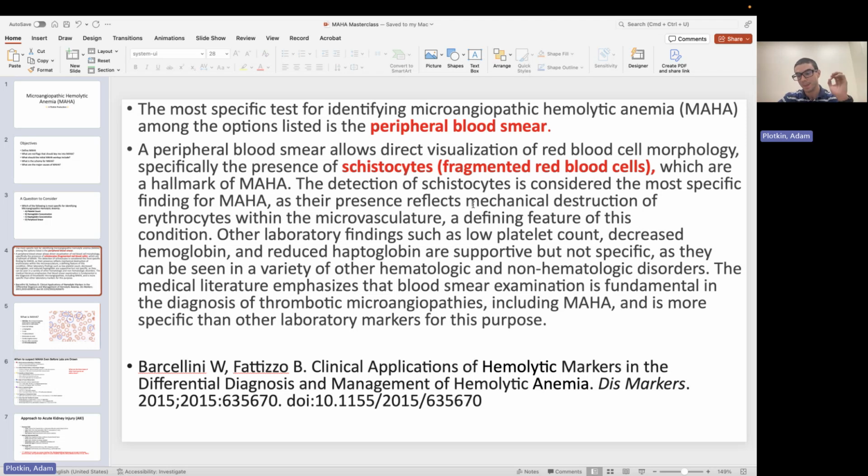The peripheral smear showing schistocytes is going to be very specific for MAHA. There are only a few things that cause schistocytes greater than 1%, and the MAHAs are really the main one. So that's what I mean by specific.